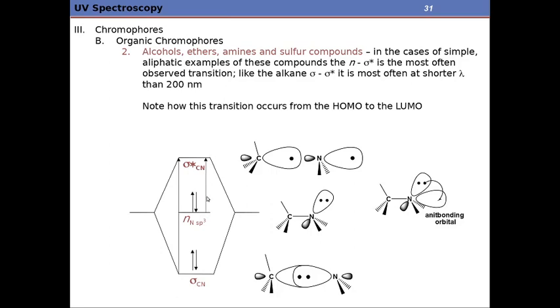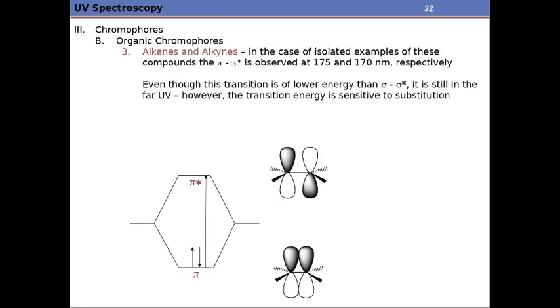So basically you can consider the n to sigma star transition as a transition from the non-bonding electron density on nitrogen to the sigma star anti-bonding molecular orbital on the carbon-nitrogen bond. Okay, so this is how the n to sigma star transition happens in alcohols, ethers, amines, and sulfur compounds.